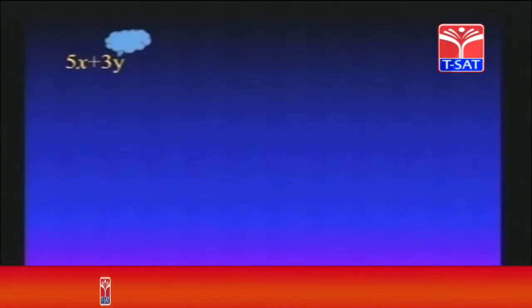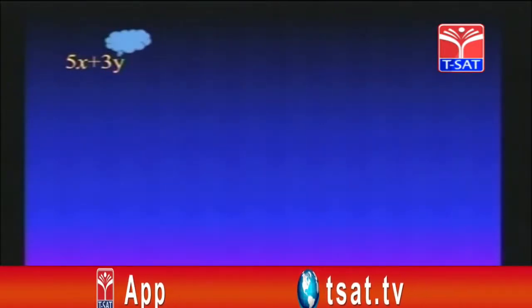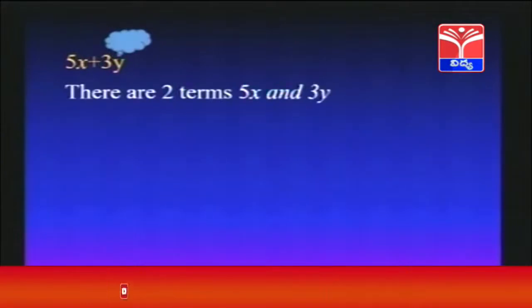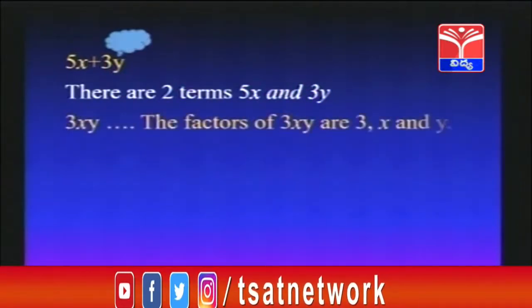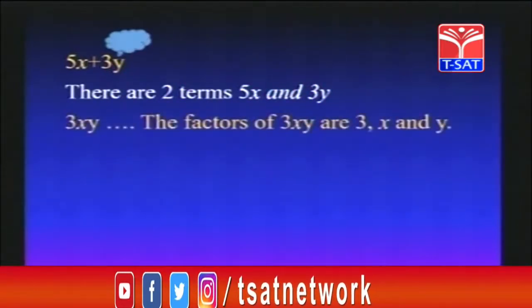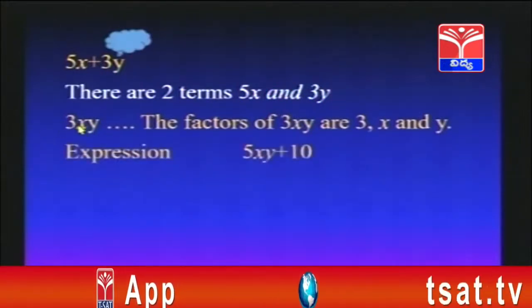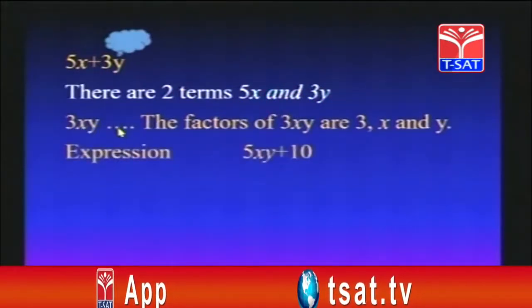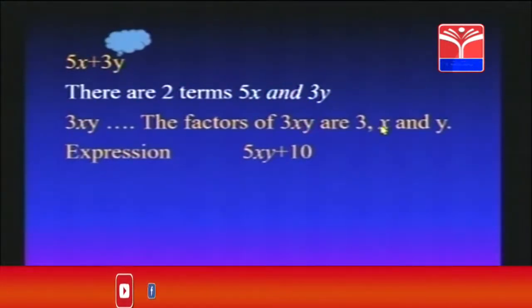Next, one more example, 5x plus 3y. Now children, can you say how many terms are there in this expression? Yes, there are two terms. The terms are 5x and 3y. Now 3xy. Let us see what are the factors of that term. For this, I have taken a small example here, 3xy, whose factors can be written as 3, x and y.